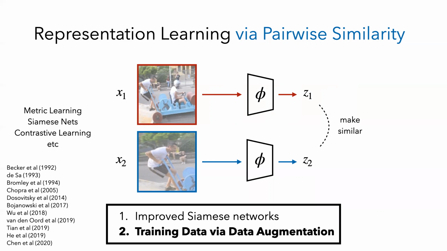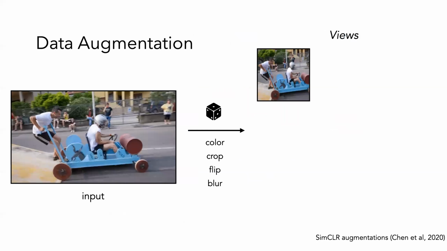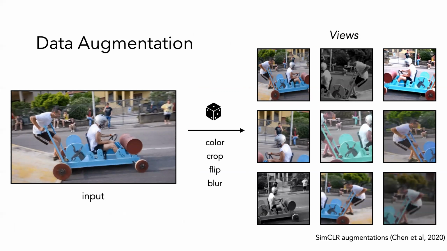Well, on one hand, we've definitely gotten better at optimizing Siamese nets, but perhaps more importantly, we've really figured out how to generate a lot of training data by using data augmentation. Data augmentation allows us to generate training data by randomizing things like the cropping, the color, the flipping, or the blurring of an input image. This allows us to simulate variation in things like the context or the lower level appearance of the image in a surprisingly useful way. That said, data augmentation has its drawbacks.